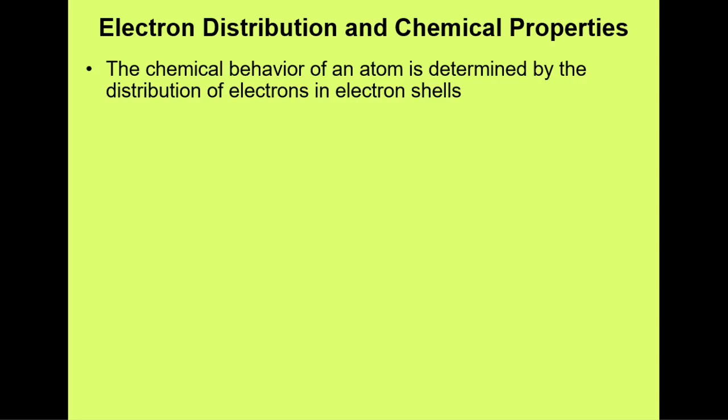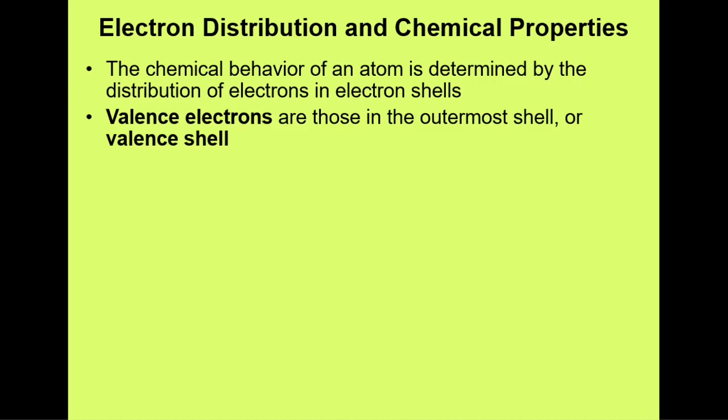So how do we get from atoms to these compounds and molecules then? Well, it's all down to the atomic structure, and in particular the electrons. The chemical behavior of an atom is determined by the distribution of electrons in electron shells. And when I say chemical behavior, I'm talking about how those atoms interact with other atoms, basically how they form bonds and who they prefer to form bonds with. And it's largely down to the electrons.